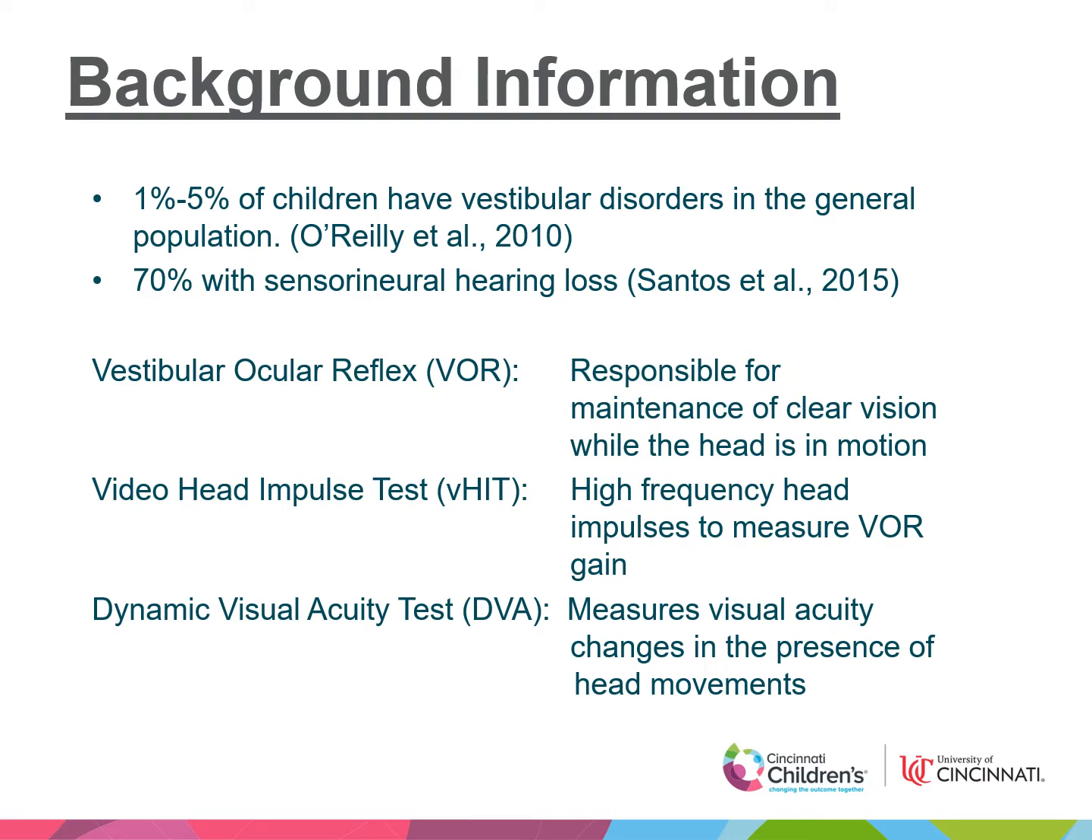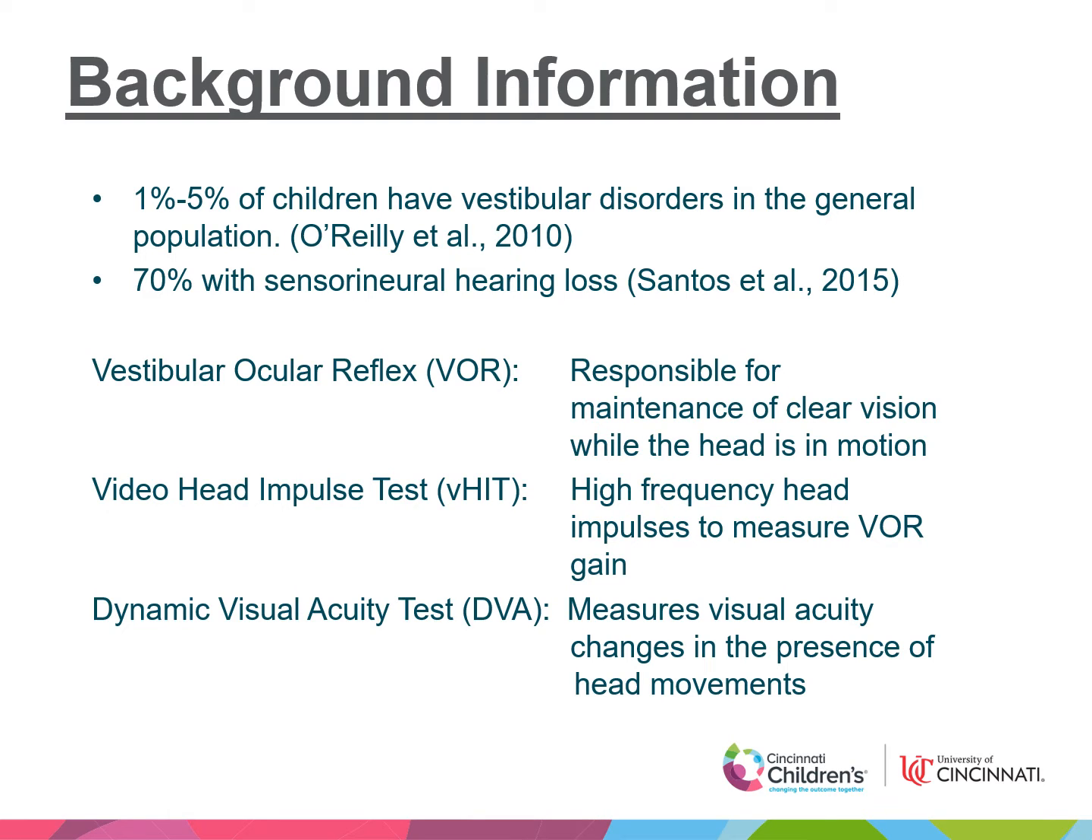to that head movement. Two tests which rely on a functioning VOR are the Video Head Impulse Test, referred to as vHIT, and Dynamic Visual Acuity Test, DVA. The vHIT is high-frequency head impulses to measure VOR gain. VOR gain is basically a measure of how much the eyes move to compensate for the head movement in order to keep the eyes focusing on a target.